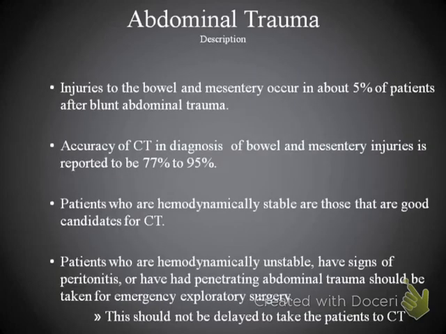So this brings us to abdominal trauma. Injuries to the bowel and mesentery occur in about 5% of patients after blunt abdominal trauma. Accuracy of CT in the diagnosis of bowel and mesentery injuries is reported to be around 77 to 95%. Patients who are hemodynamically stable are good candidates for CT. So patients brought in from abdominal trauma or trauma in general, those that are stable are good candidates for CT. However, patients who are hemodynamically unstable, have signs of peritonitis, or have had penetrating abdominal trauma should be taken for emergency exploratory surgery.